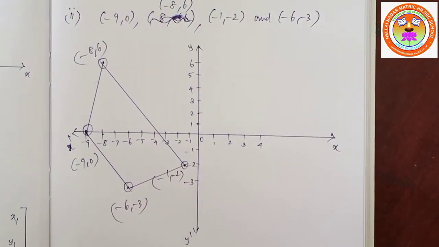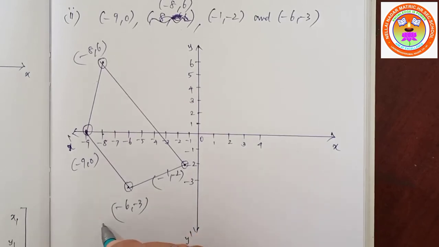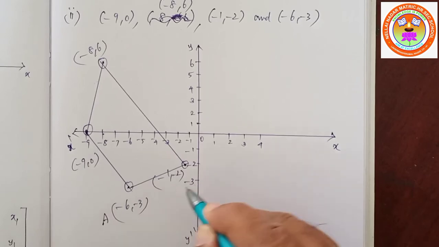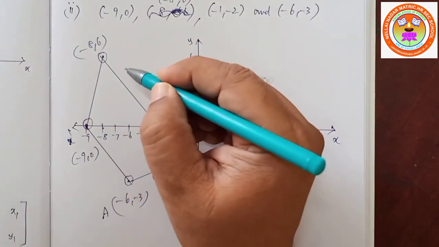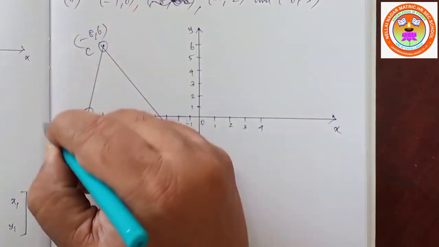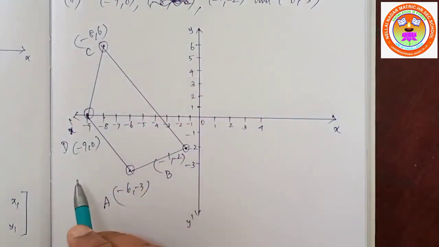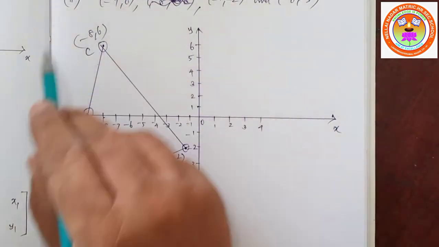Now I am going to find the area of the quadrilateral. The 4 points are to be taken in anti-clockwise direction. You can take the point A anywhere. I start A here, B, this is C and D. All the 4 points are to be taken in anti-clockwise direction.